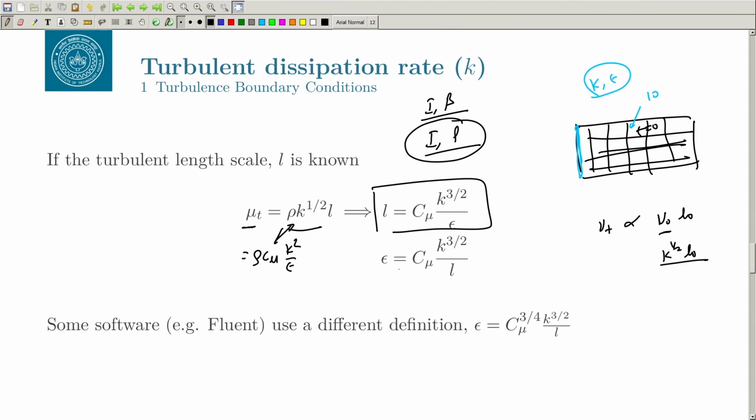And from that you can calculate the value of epsilon, right. So, you know k from the intensity, c mu is 0.09, and L is the value that you are prescribing at the boundary. From that you can calculate the value of epsilon, right. In some of the softwares like Fluent, they use a different proportionality constant. So, you have to be careful what c mu you will be using here. Okay.